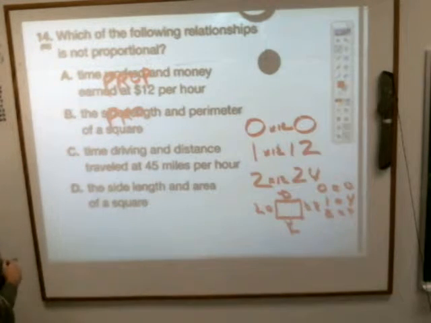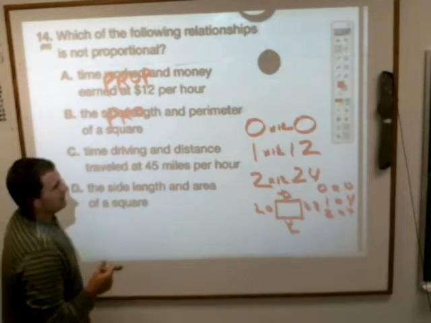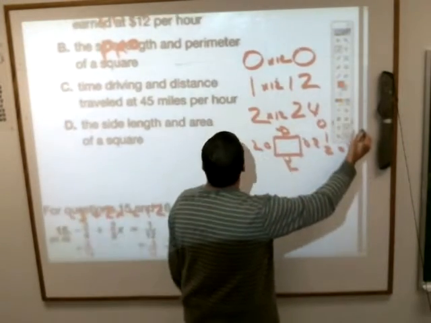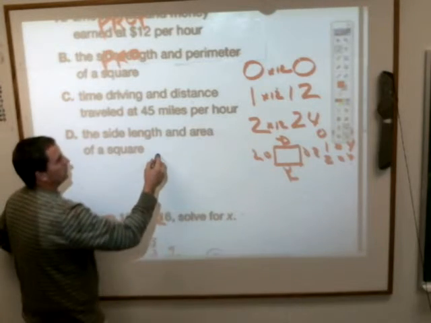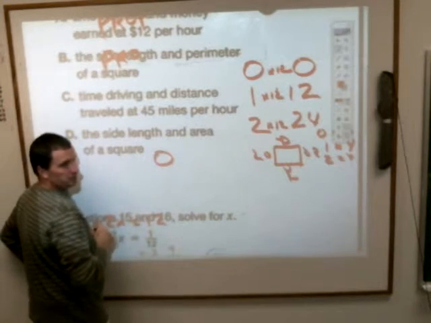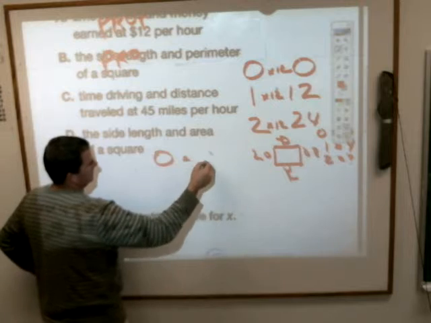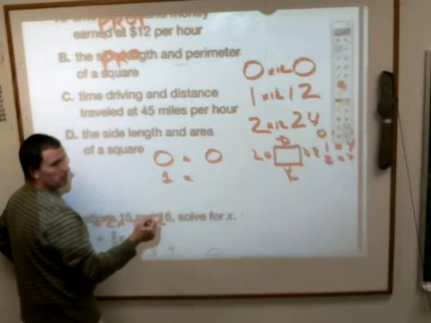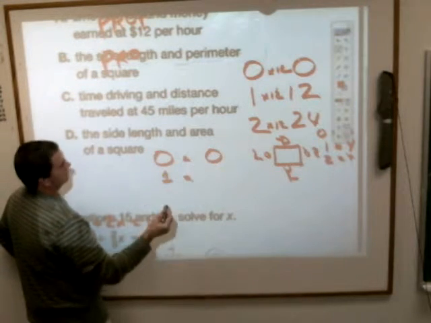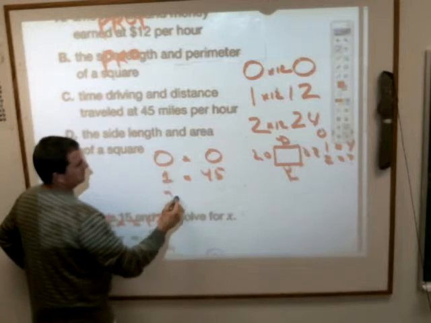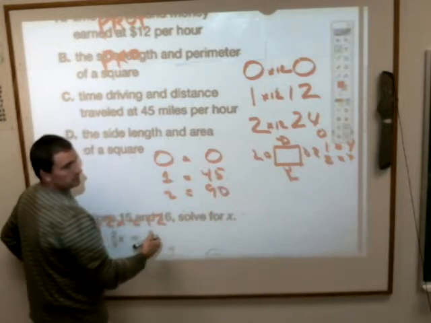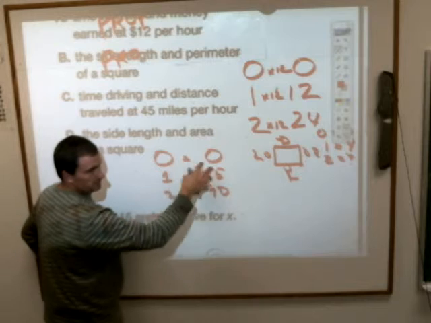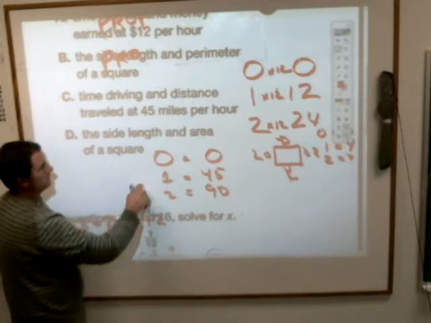Time driving and distance traveled at 45 miles per hour. All right, so let's do that. If you drive for 0 hours, do you go zero distance? If you drive for 1 hour, do you go 45? 2 hours, 90. So that's proportional because your scale factor is times 45.